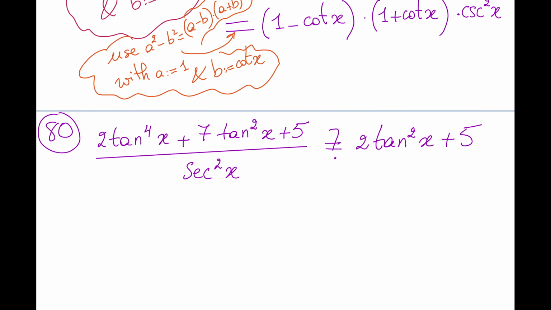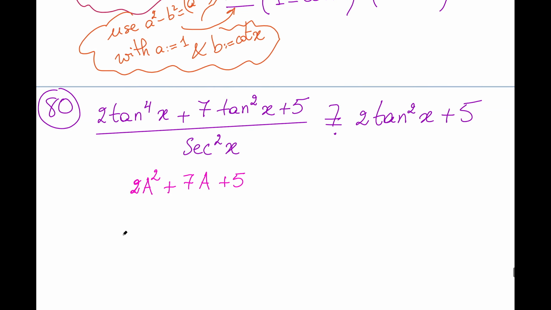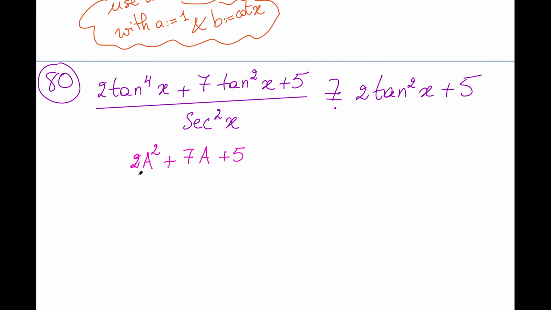Before we start, let me recall the following. How about if you have the following situation? 2 times a squared plus 7a plus 5. If you want to factor this second degree polynomial, if you don't have the intuition into it, you can use quadratic formula for it. And what you should get is 2 times a plus 1 times a plus 5 over 2, right? Let me check quickly. Yep, you should get this.